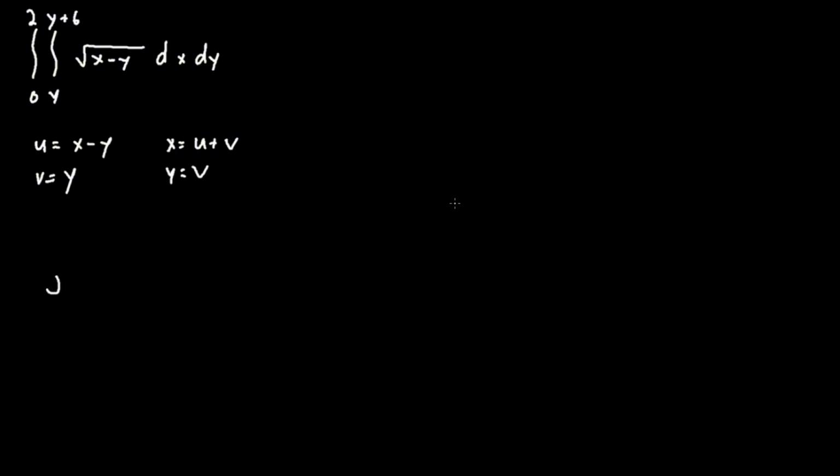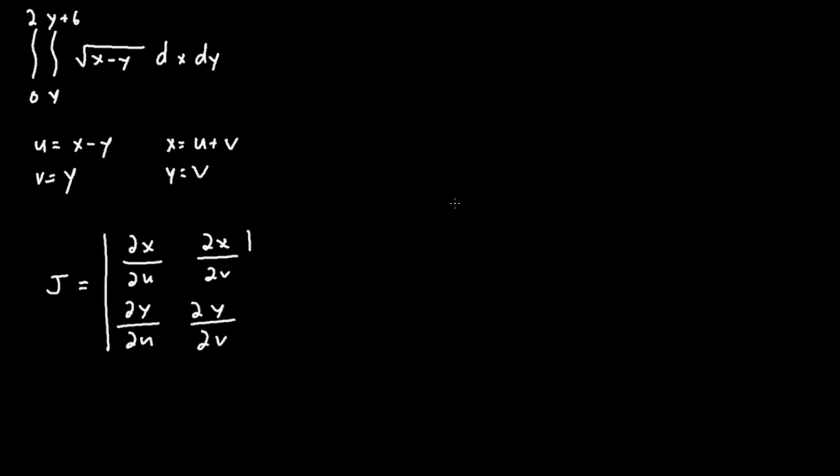So let's go ahead and solve for our Jacobian. The Jacobian matrix is set up like so: partial x partial u, partial x partial v, partial y partial u, and partial y partial v. And as consistency goes, make sure your rows are designated for the same variable and your columns are designated for also the same variable, or whatever you're integrating with respect to is designated for your columns.